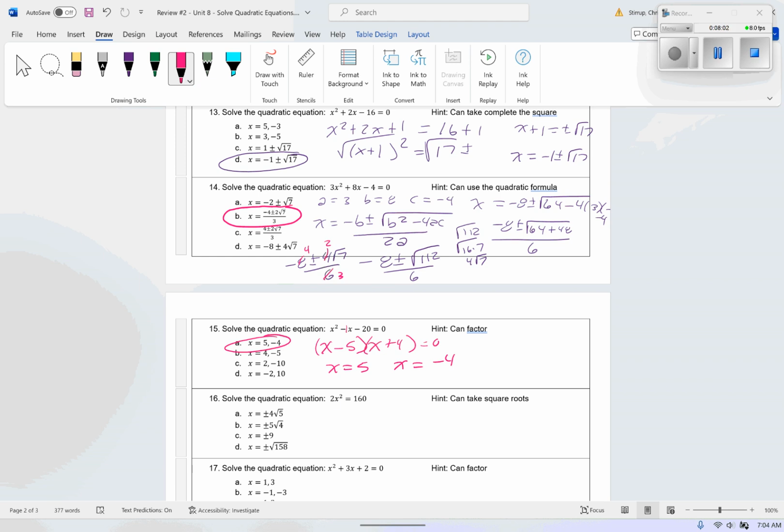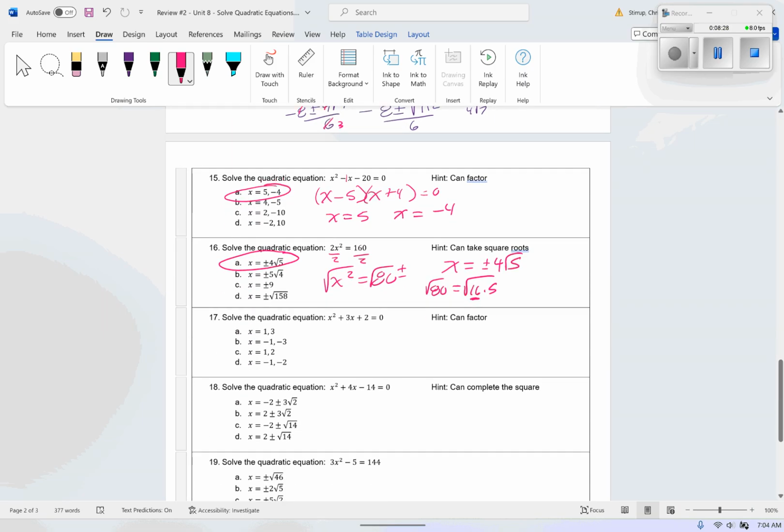Number 16, we can go ahead and just start solving it. Divide both sides by 2, so that's going to give me 80. Root, and remember, don't forget the plus minus. X equals plus or minus. 80 is going to break down to 16 times 5. So I'm going to get 4 root 5 right there. So plus or minus 4 root 5, there's our answer.